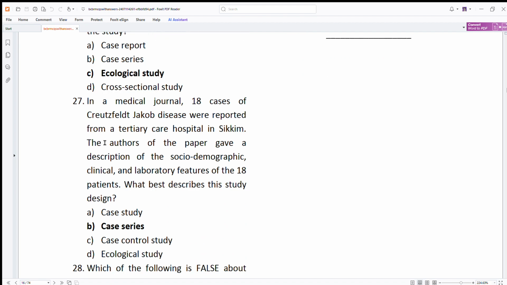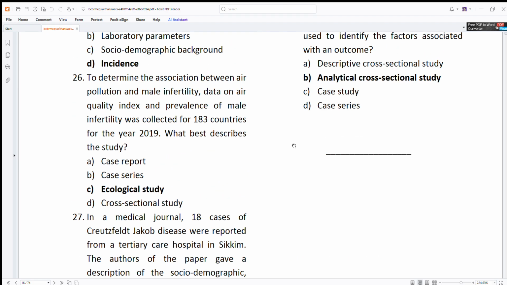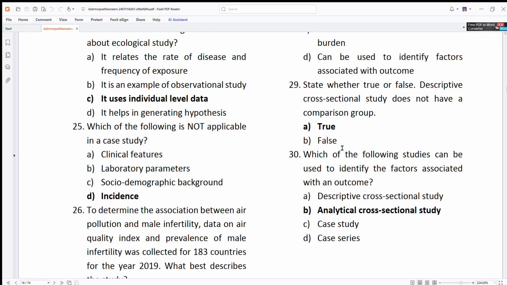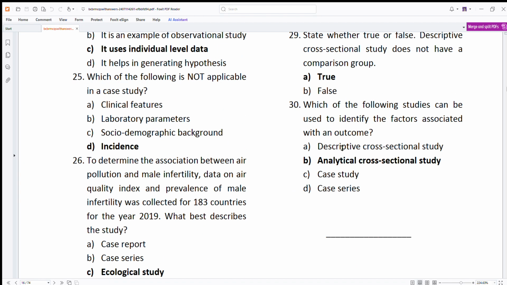In a medical journal, 18 cases of CJ disease were reported from Sikkim. Author's description. This is a case series. Yeah, true. Obviously, case series. Which of the following is false about cross-sectional studies? Can be used to establish temporality. No, we can never. Temporality is time factor. Time factor we can never use. Because in cross-sectional surveys or study, you are taking the person at that particular moment.